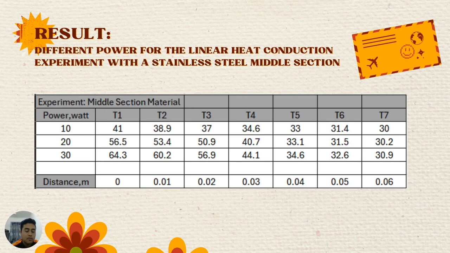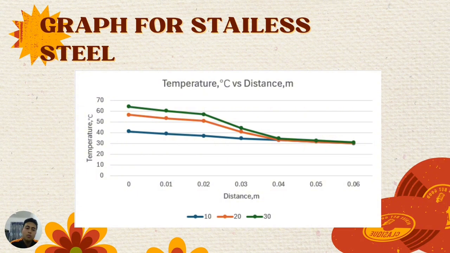30 to 41. For the 20 watt it is 30 to 55. And for the last one, which is 30 watt, the range is between 30 to 64. I think the range is quite large. And then we make a graph for the stainless steel.